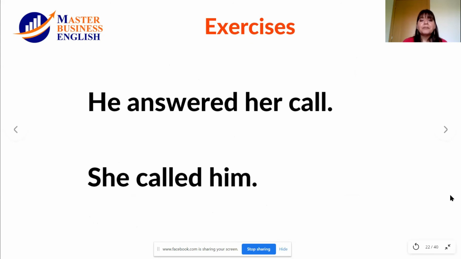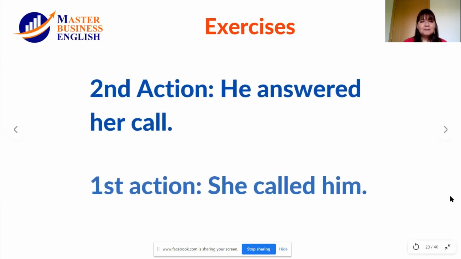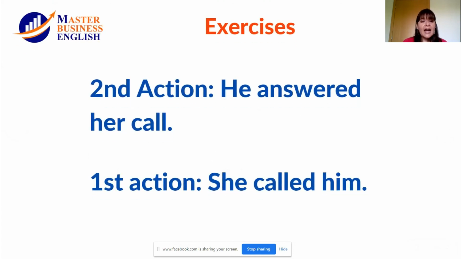Other exercise. He answered her call. She called him. Which is the first action? Let's see. Exactly. The first action is she called him. That's the first action. And the second action is he answered her call.